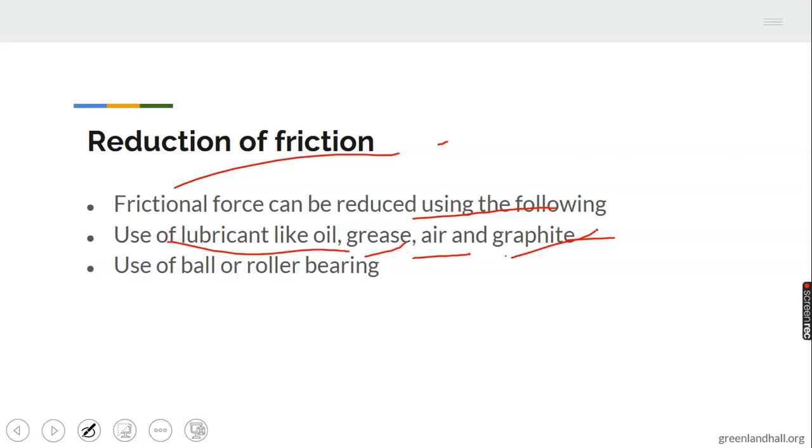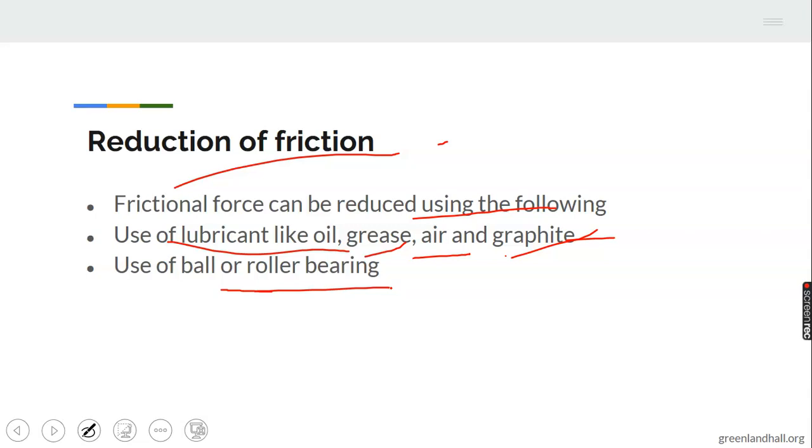Then we have the use of ball or roller bearings. That one looks like a ball, but somehow heavy. It rotates, it moves in between machine parts so that it allows the parts to move on top of each other. It's a roller or ball. It allows the parts to move.